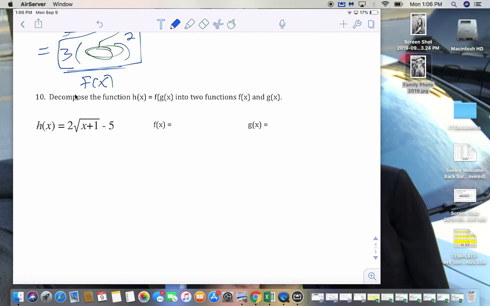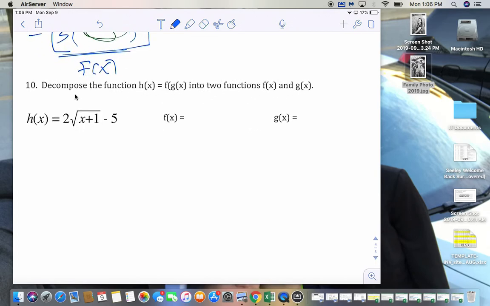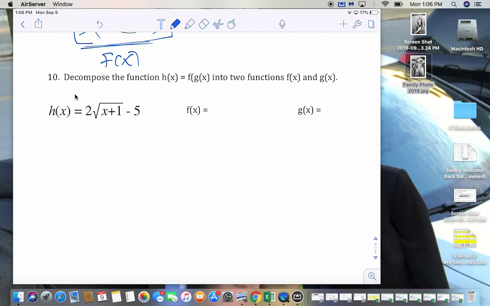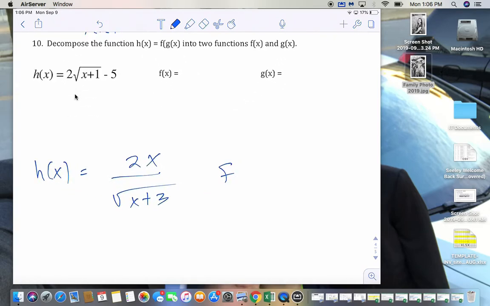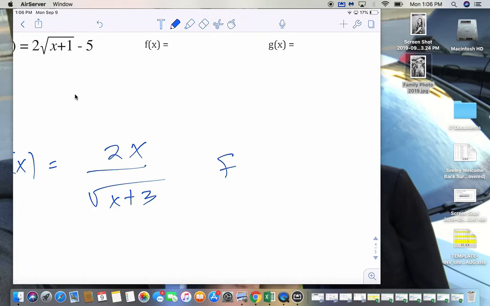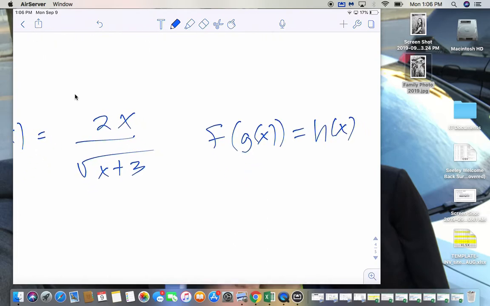The decomposition one can be many varieties of things, but I'll give you an alternative example. I'll call this another h of x down here. And if I had 2 over the square root of x plus 3, this would be decomposed into some f and some g. By the way, it says you're doing f of g of x. So I'm trying to find some f of g of x equals h of x, same thing as what I'm seeing up above. What would be my f that would make this happen?